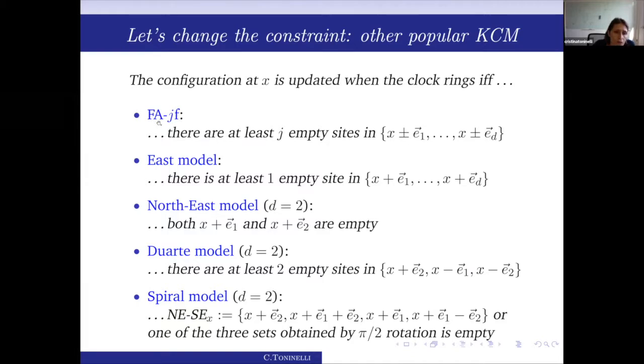Okay, so first of all, the model that is called FAJF. I guess you already guessed what it is. If FA2F was the model in which I needed 2 empty neighbors in order to update, FAJF is the model in which there is a parameter J, and I need at least J empty sites among the nearest neighbors. Then there is the East model. The East model is a model in which I require at least 1 empty site in the oriented neighborhood, which is formed by the sites which are near the site on which the clock rings in the positive direction.